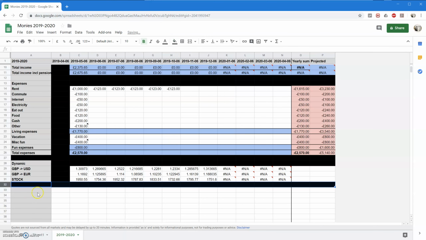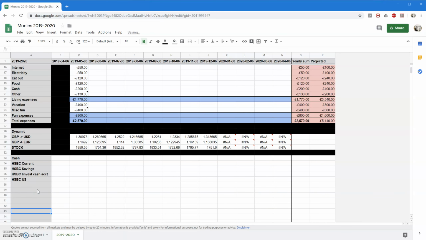Next, we can look at assets, which are cash and non-cash. So cash I divide by the account name. Maybe I have a HSBC US account as well. And Interactive Investor cash account. And then I have non-cash.